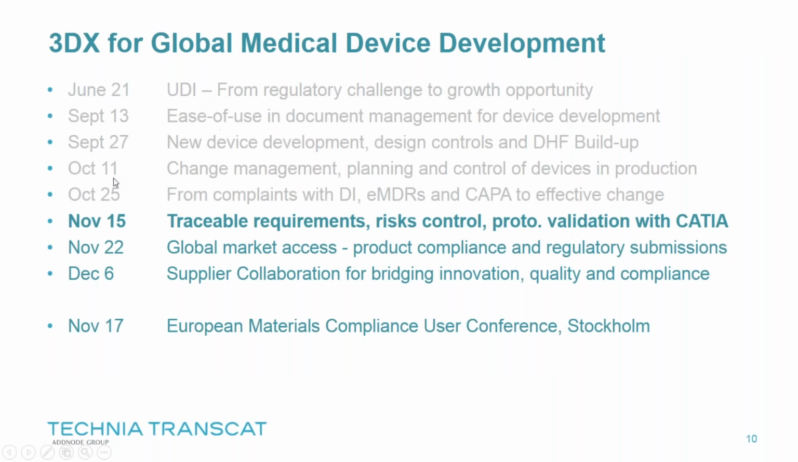So we've gone through sessions on UDI, we've gone through sessions on document management, we've gone through sessions on the new development project, DHF build-up, on change management and CRCO for more mature designs, where we also covered the EBOM, MBOM functionality. We've covered the quality processes, everything from complaints to non-conformances, and how that goes into a CAPA process and a change process. And today, traceable requirements, mentioning the risk controls.